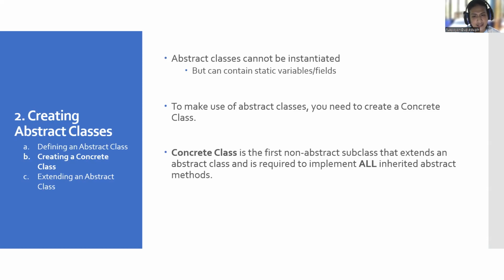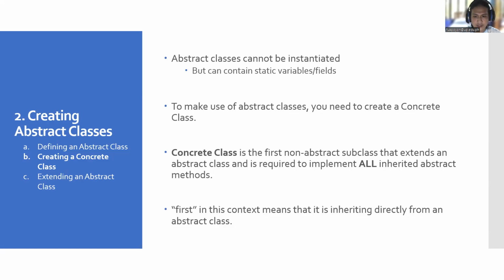So these are your first non-abstract subclass that extends an abstract class and is required to implement all inherited abstract methods. The first here in this context just means that it is inheriting directly from an abstract class, because you can have two concrete classes that both extend one abstract class.